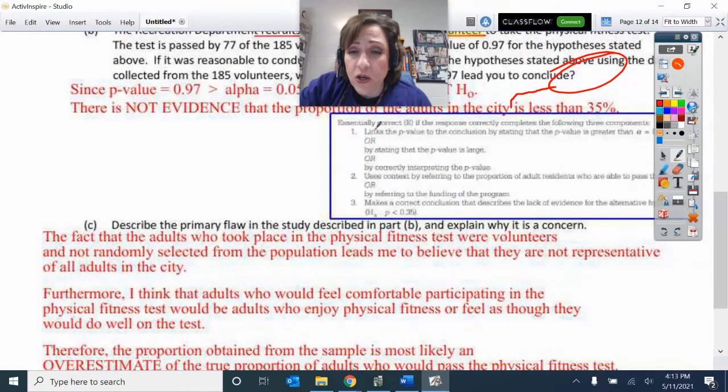To get full credit here, you had to link the p-value to being greater than alpha, or state that the p-value is large. And then use context referring to the proportion of adults who are able to pass the physical fitness test. See, so I would need to put that in there. And then says there is lack of evidence for the HA.